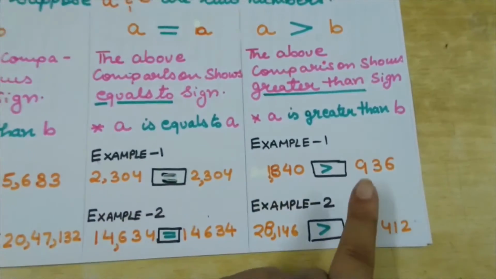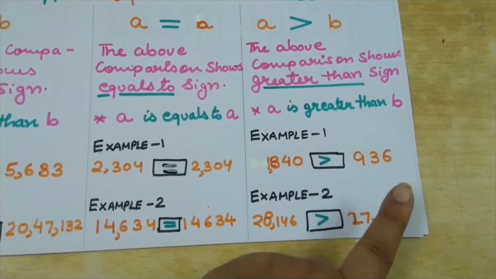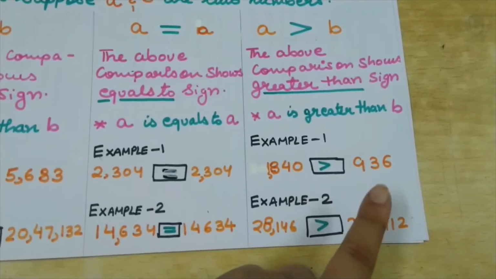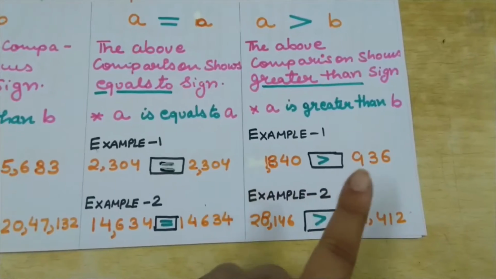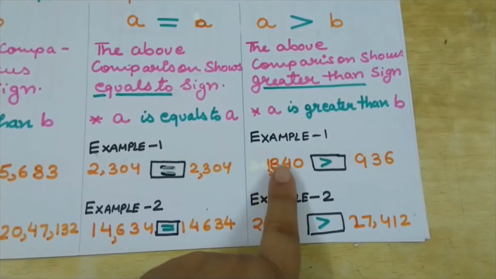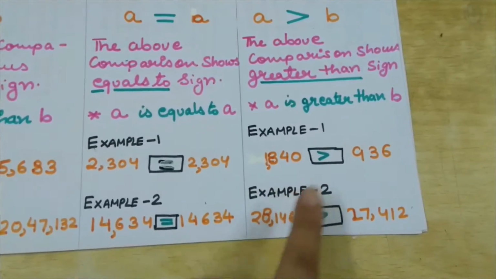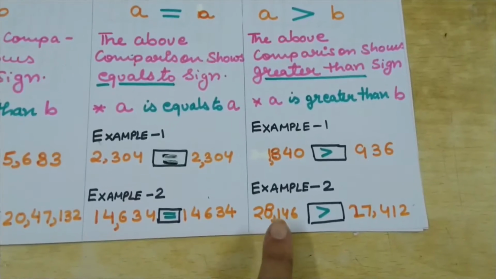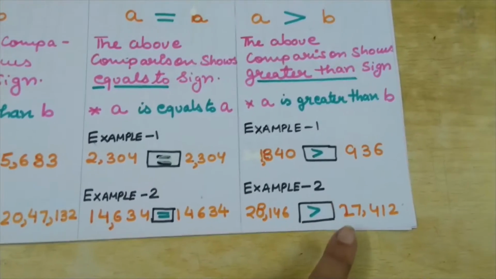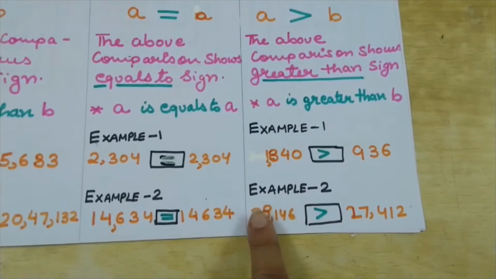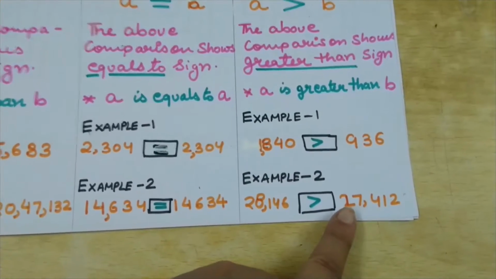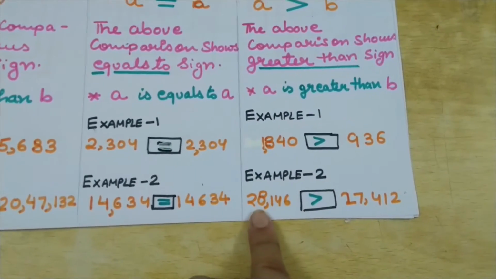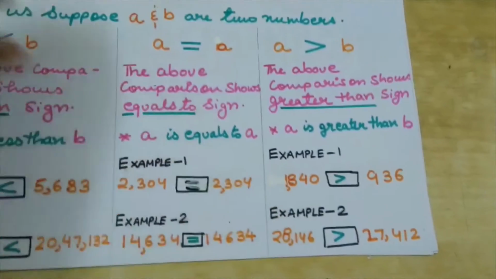1840. Over here we have 936. So which one is greater? Guess. Correct. This one is greater. So the mouth is open over here. Now in this, 2814627. Now you can see 2827. So which is greater? Correct. This one is greater.